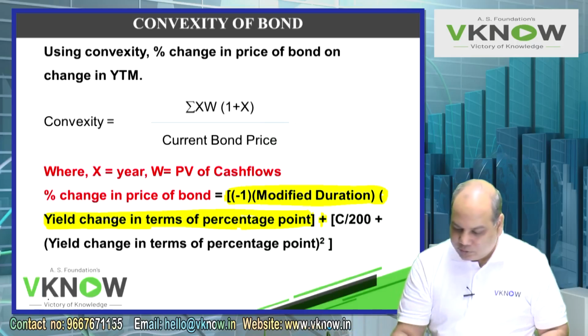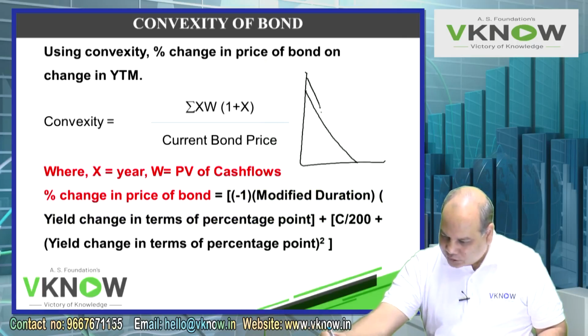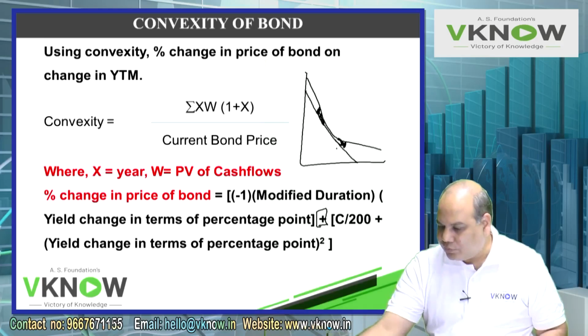This is modified duration. Understand? And this is the curve. So I have to fill that gap. So what are they doing? Plus. Because the change you can see is here. The actual figure is this side. So I have to fill that gap. So plus C by 200.